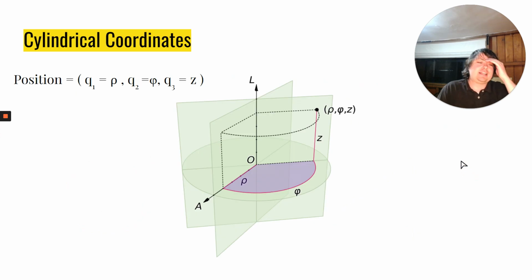All right, and then we can extend polar coordinates into a third dimension by using cylindrical coordinates. And so in this case, instead of r, we use rho for q1 for a generalized coordinate. And the vertical direction z is used for our third generalized coordinate.